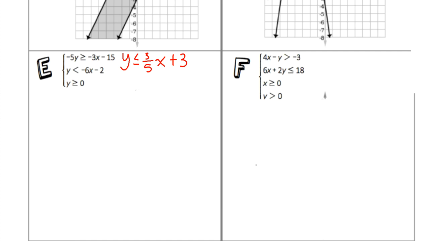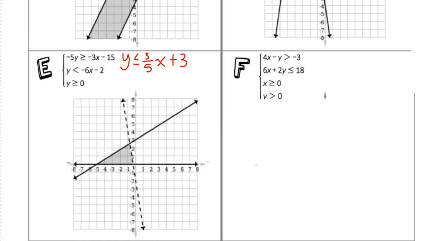So I have a positive slope line going through 3. That one, let me show you the final result, and then we can talk about where these things are appearing on the graph. That line is this one. So that's that solid line going through 3, slope of 3/5, and it's less than or equal to, so it's solid and shaded below. The second one is already in slope-intercept form, so we know it starts at -2, and it's got a very steep slope, -6. So that is this line. It is less than, so it's a dashed line, and shaded below it. So you can see that shading on the left side.